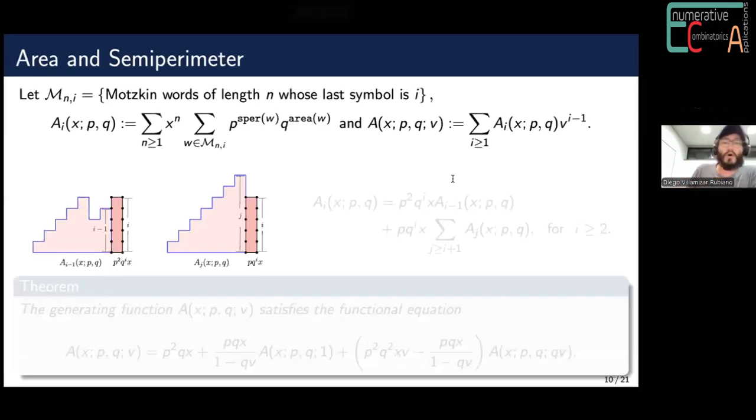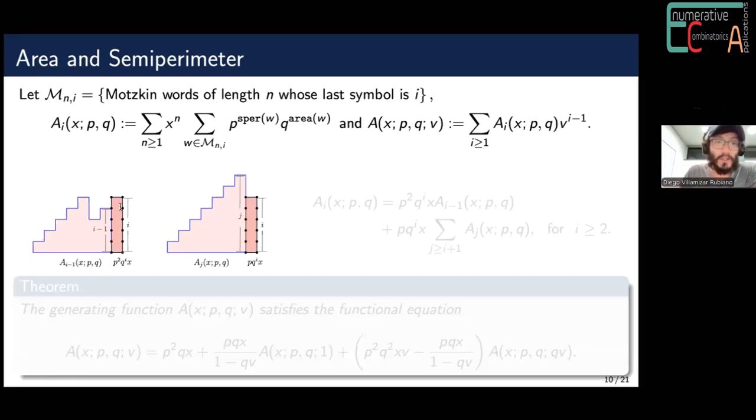So we bundle together the area and the semi-perimeter, and we construct this generating function having as information the length of the Munchkin word, the semi-perimeter of the word parameterized by P, and the area by Q, and this V tells us the last symbol of the polyomino. The last symbol is the amount of squares in the last column to the right that you put in the polyomino. If you consider this last symbol, you can create a recurrence, and this recurrence looks exactly like this.